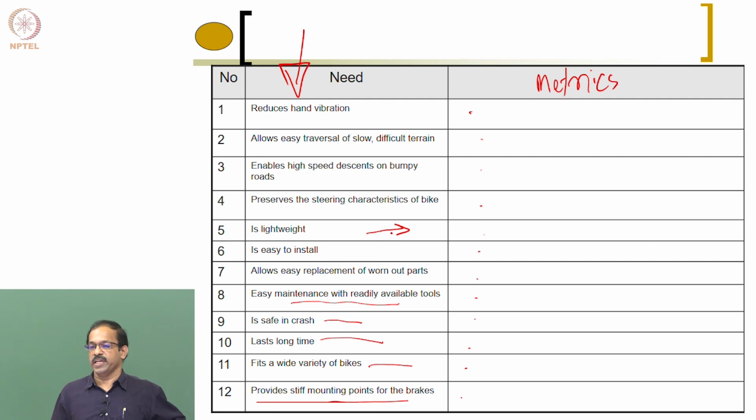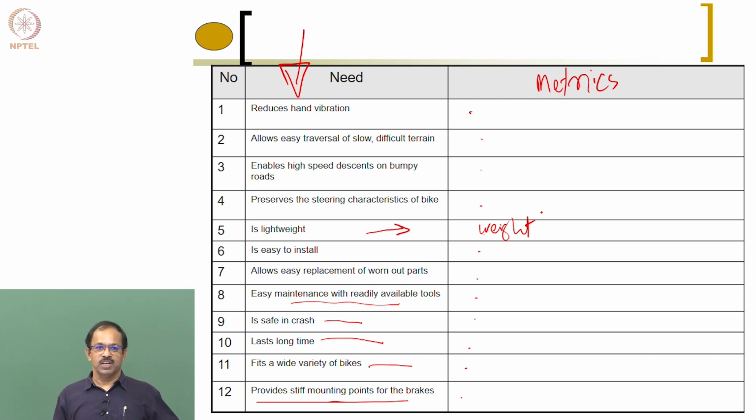Lightweight. What kind of metric we can use? Weight. Okay. Kilogram is the unit, metric is weight. So we'll say total weight or total mass, whatever it is. Weight. What else?